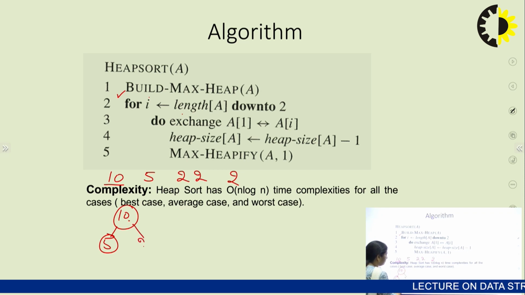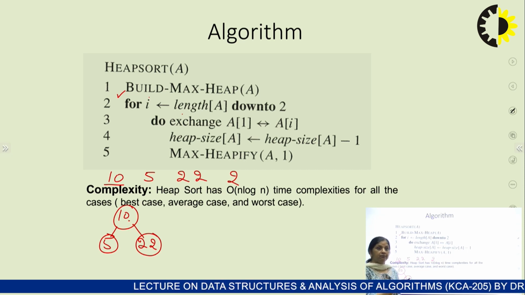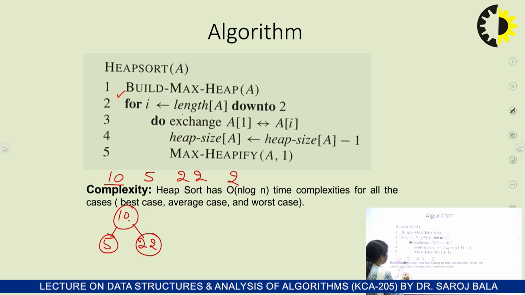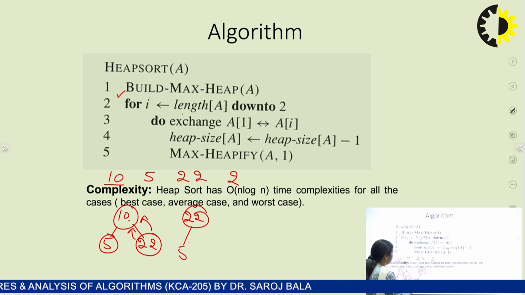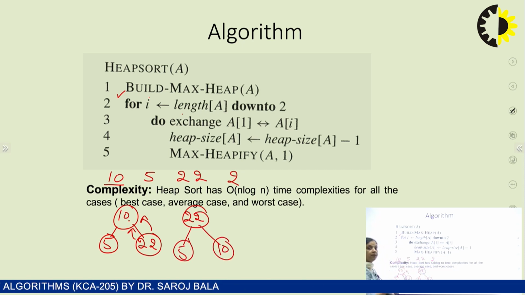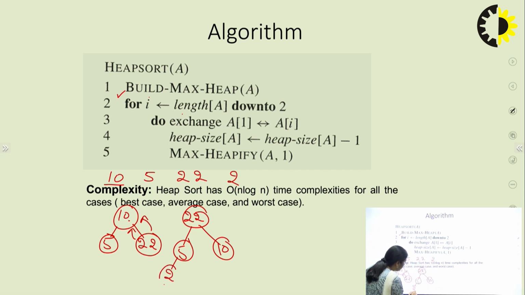Next is 22, that will be inserted at the right child. Now when we insert it at the right child, we can see that it is violating the condition of parent value greater than child value. So we will interchange the two values and we will get 22, 5, 10. Now we got a max-heap. Okay, now what is the next value? That is 2. So we will insert 2 at the left position because it is a complete binary tree. At the last level, we will add the elements from the left side. Now see, it is satisfying the property. Yes. So this is the construction of the heap tree.